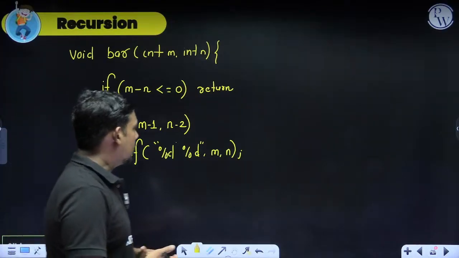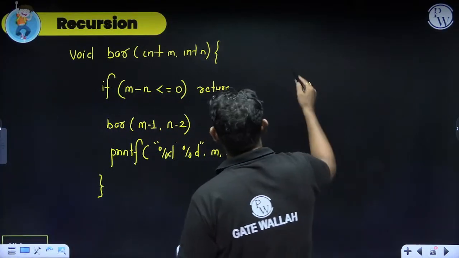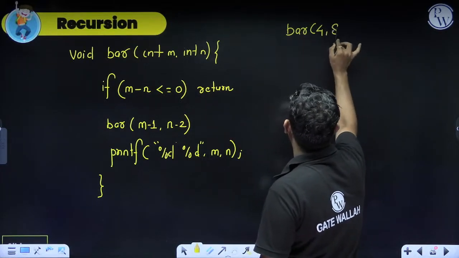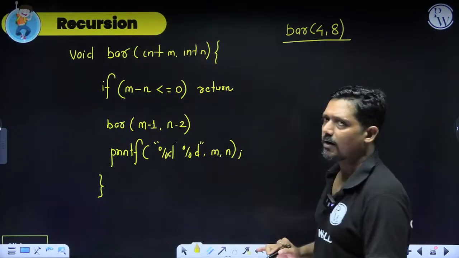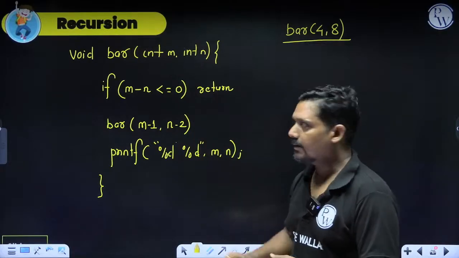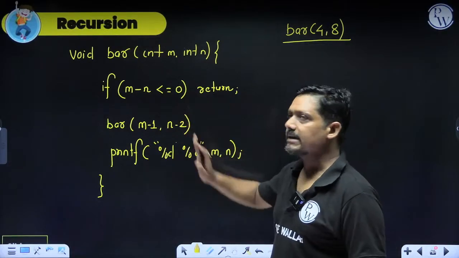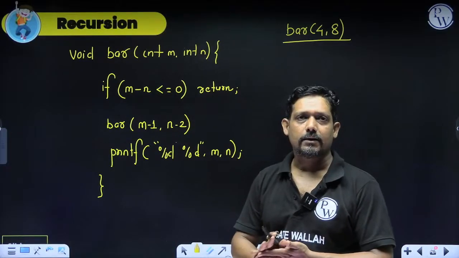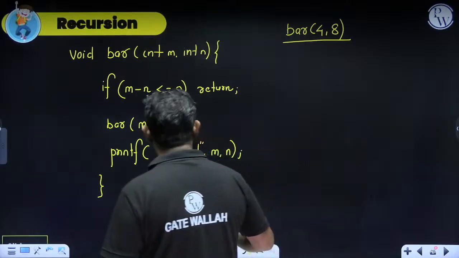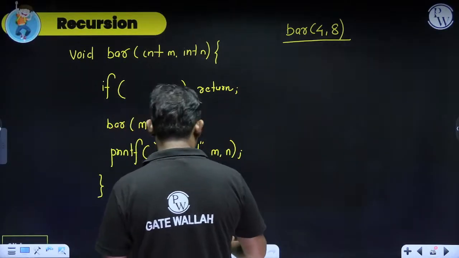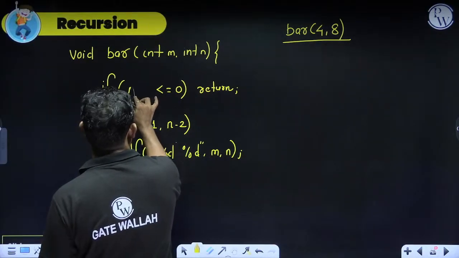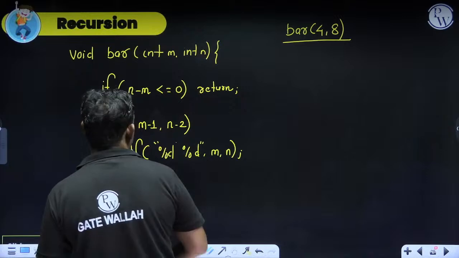Okay, now here in this case I will call the function, let's say bar 4 and 8. I'm calling this function bar 4 and 8, and this is the condition, m minus n less than or equal to 0. That is my function. Okay, n minus m, let's do n minus m in this, otherwise what would happen the first time. So n minus m less than or equal to 0.